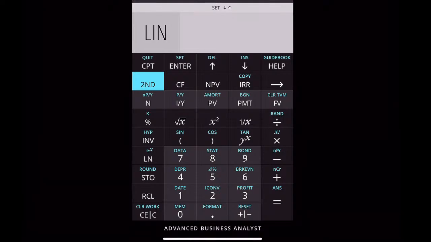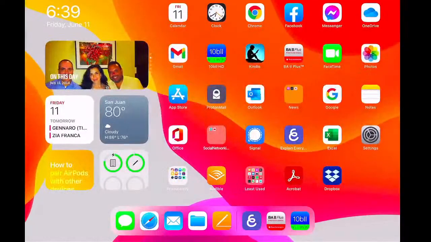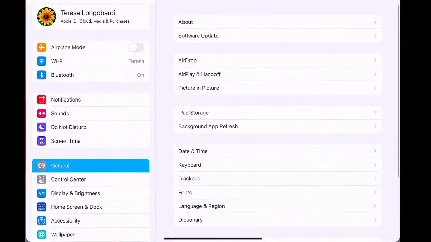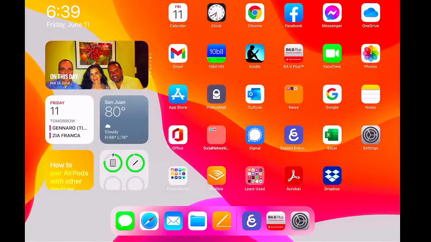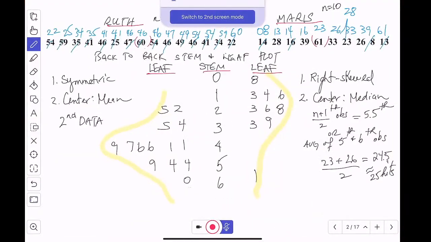I don't know why it's not showing you my iPad. I have to get the connection again. I'm connected. I don't know why. Oh, maybe it's there and there it is, okay.